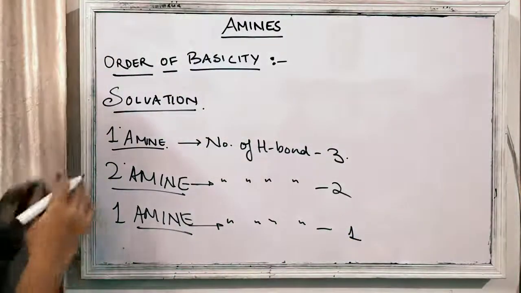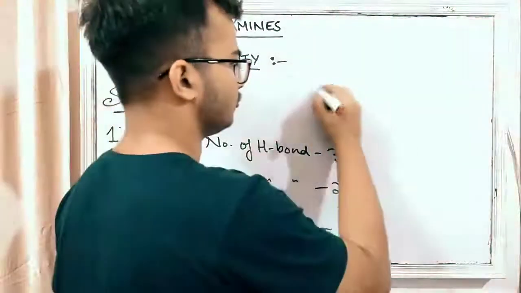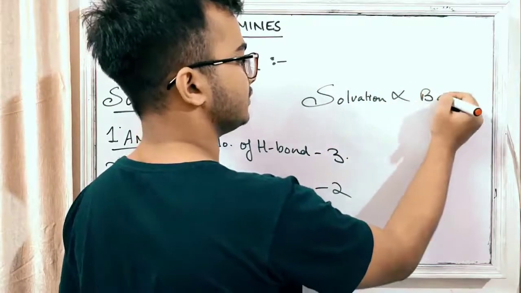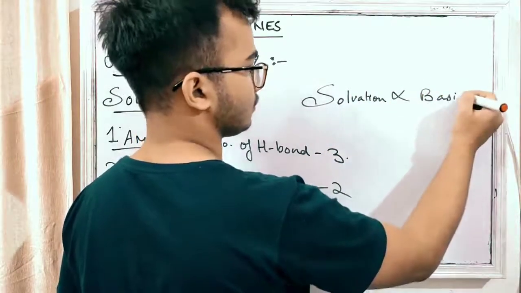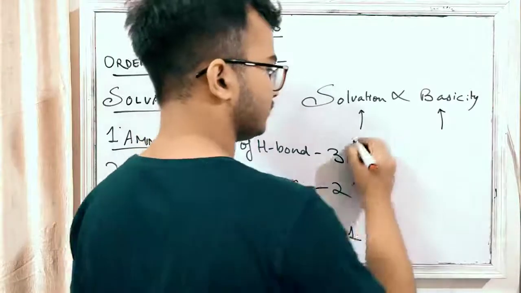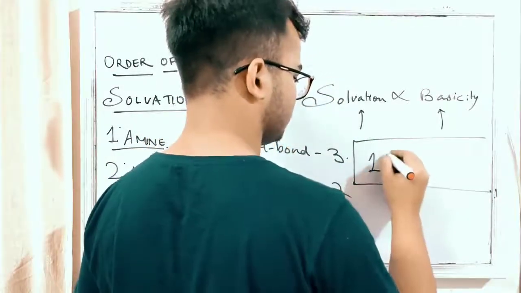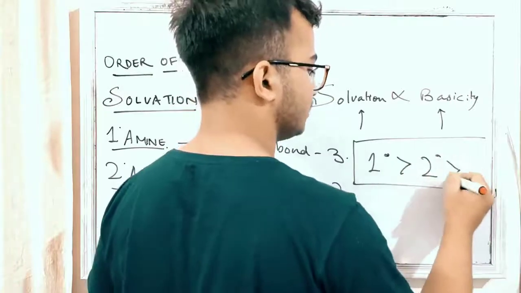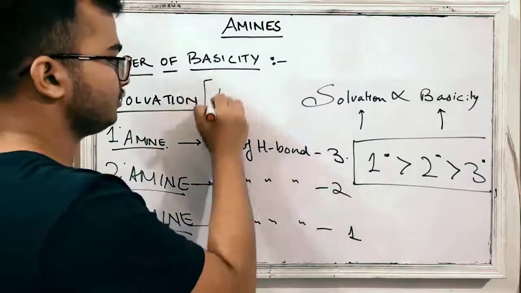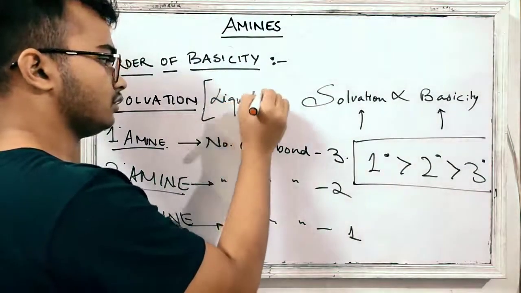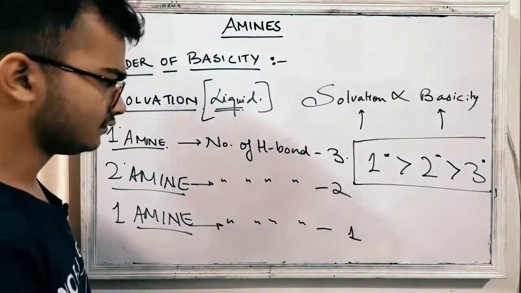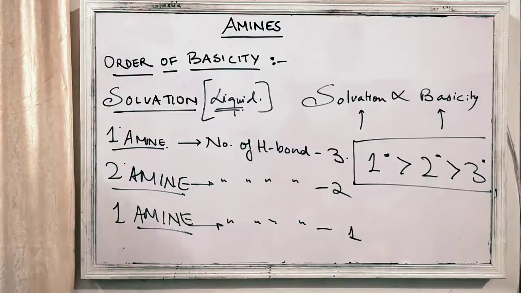So obviously the more the number of bonds formed, the more is the basicity. So write here: solvation is directly proportional to basicity. If this one is increasing, this one is also increasing. So if you want to see the order here, 1 degree is more basic than 2 degree, which is more basic than 3 degree. But you have to remember that this is only for the liquid phase. In the question they will mention which phase to consider while measuring the basicity. So note it down, this is the basis of solvation.